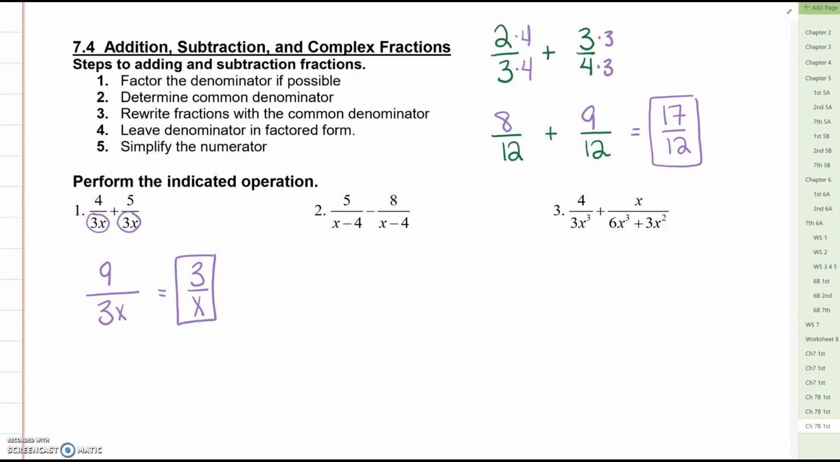Okay. Number 2. Are the denominators the same in number 2? Yes. So our answer will have x minus 4 on the bottom. You don't combine the denominators. You don't multiply the denominators together. As long as the denominators match, then that denominator is your denominator in your answer. On the top, we then do 5 minus 8. What is 5 minus 8? Negative 3. Negative 3 over x minus 4.